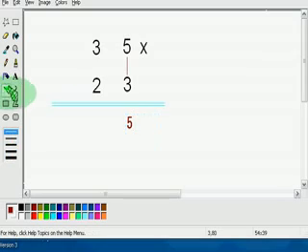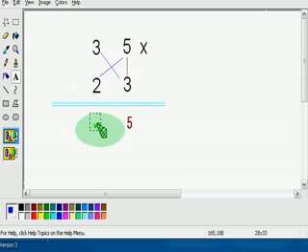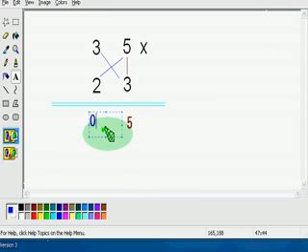And next we will multiply these two numbers plus these two numbers together. So 3 into 3, 9, 9 plus 2 into 5, 10, 9 plus 10, 19, and we had a carry 1, 19 plus 1, 20. Okay, for 20 I'll write 0 over here, and 2 will be the carry.